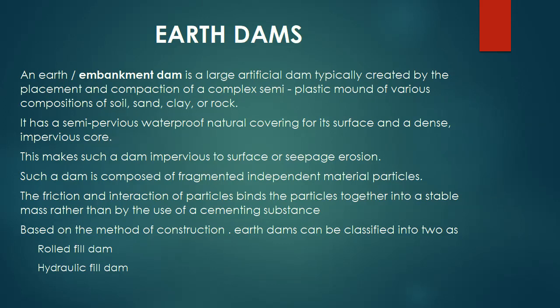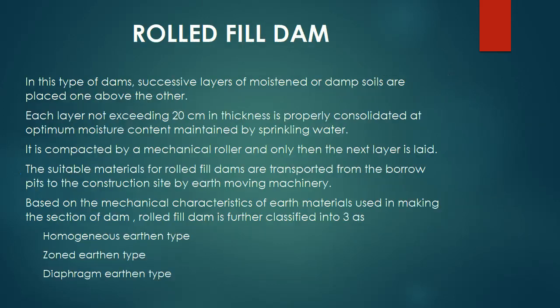Rolled fill dams are the type of dams in which successive layers of moistened or damp soils are placed one above the other. Each layer, not exceeding 20 cm in thickness, is properly consolidated at optimum moisture content maintained by sprinkling water. It is compacted by a mechanical roller and only then the next layer is laid. The suitable materials for rolled fill dams are transported from the borrow pits to the construction site by earth-moving machinery.